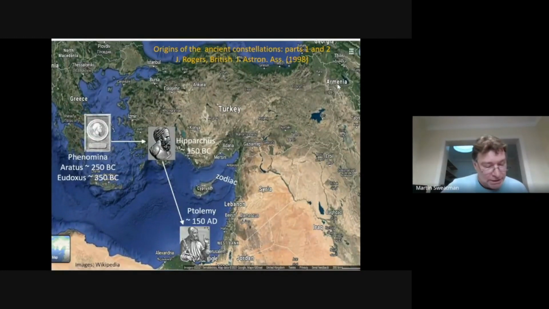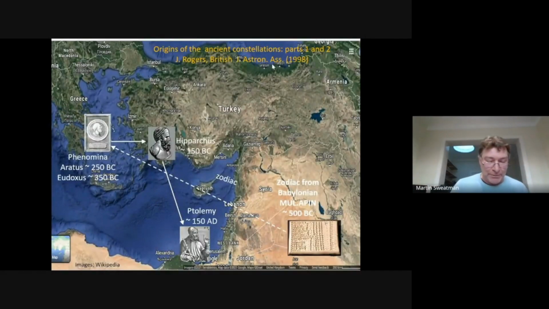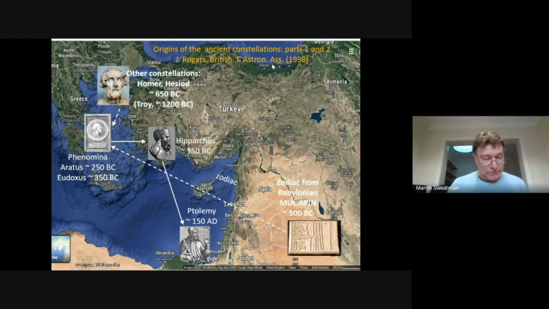Now, the most cited papers on the origin of the Greek constellations are these ones up here. So this pair of papers by Rogers in 1998. Now, Rogers argues that it's likely that the Greek constellations, zodiacal constellations that is, those that are on the path of the sun, he thought were imported from Babylon around 500 BC, while all the other non-zodiacal constellations were probably cobbled together from various sources. A few of them are mentioned in 7th or 8th century BC tales by Homer and Hesiod, for example.